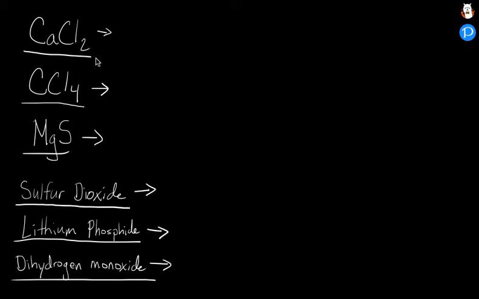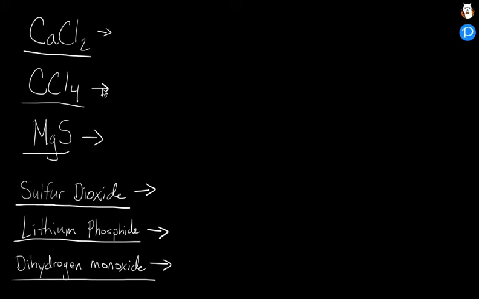Look here, I got a list of some different compounds. I've got some formulas and I've also got some names. And we've been working on the skill of how do we name these different compounds and how do we write formulas for these different compounds. And we've done it for two different types. We've done it for ionic compounds and we've done it for covalent compounds.